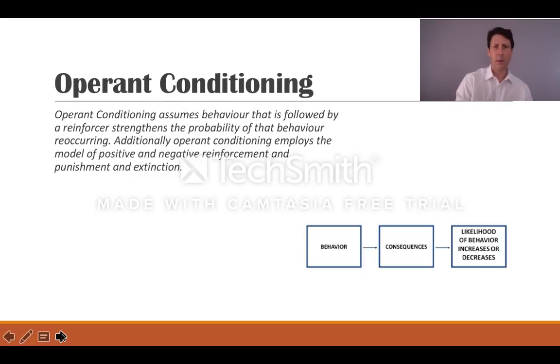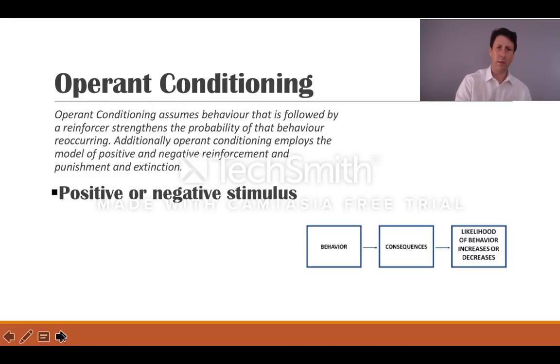Now, to start off with operant conditioning, I just wanted to read out a quote that I think covers it pretty well, actually. Operant conditioning assumes behaviour that is followed by a reinforcer strengthens the probability of that behaviour reoccurring. Additionally, operant conditioning employs the model of positive and negative reinforcement and punishment and extinction. So for operant conditioning to work, there needs to be a positive or negative stimulus in the form of a reinforcer.